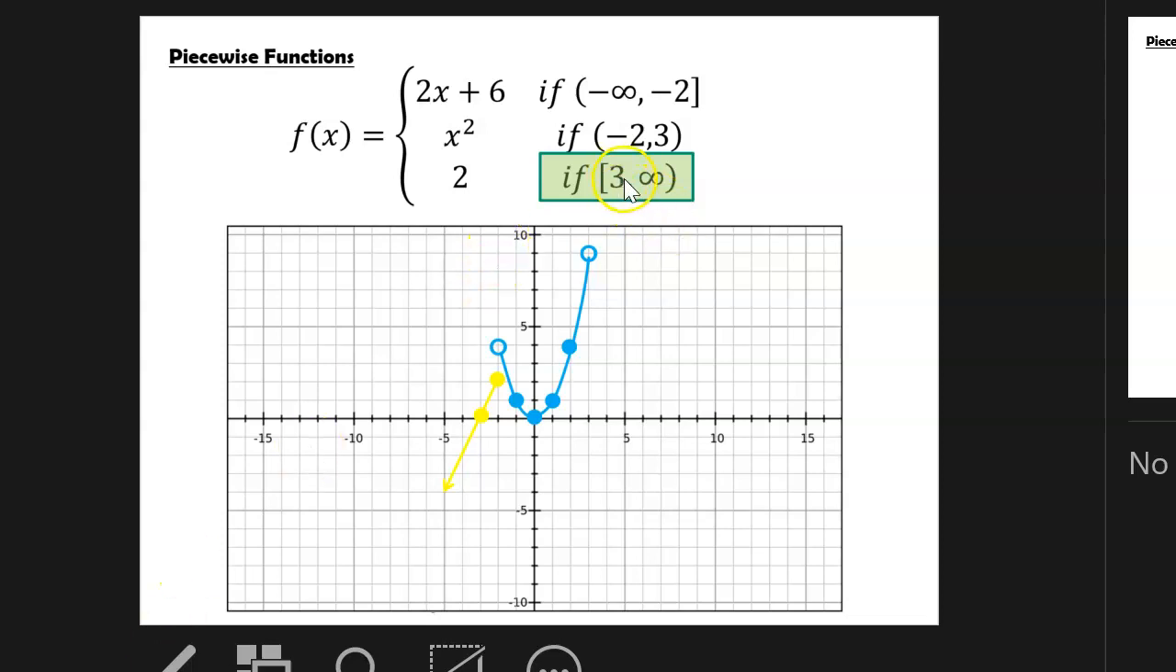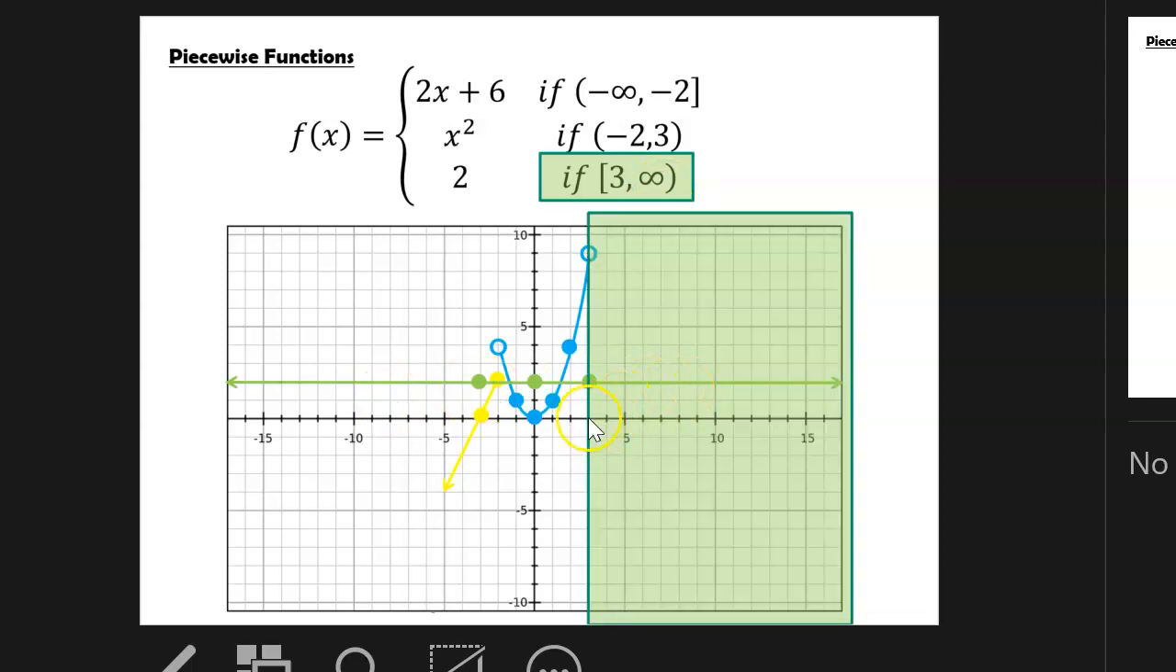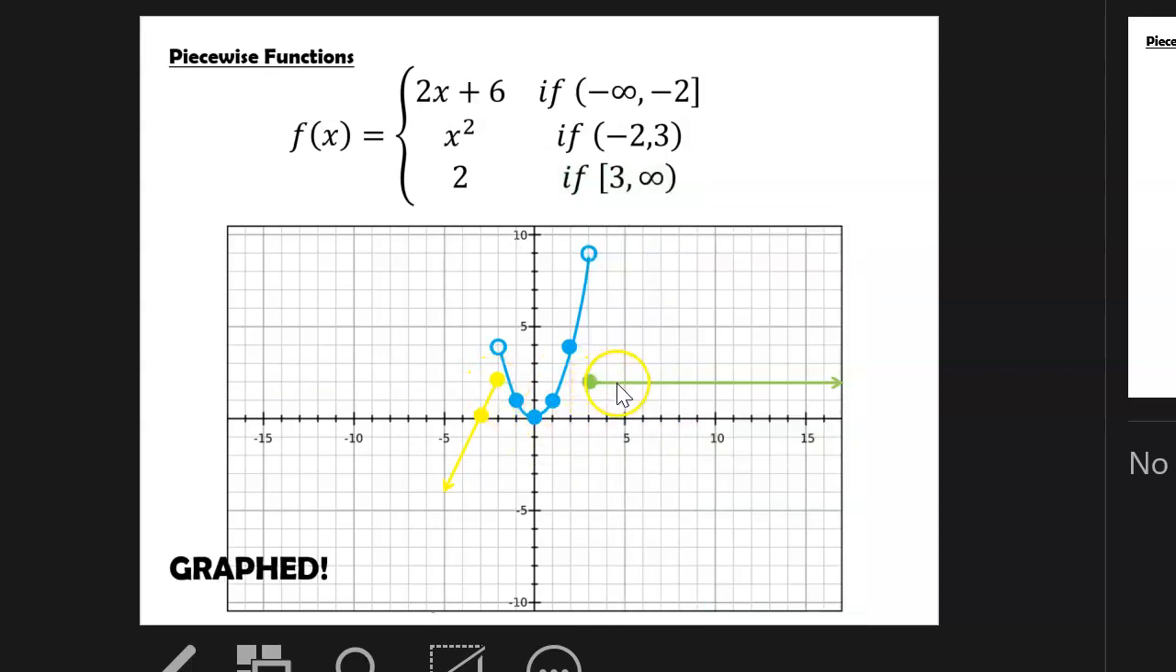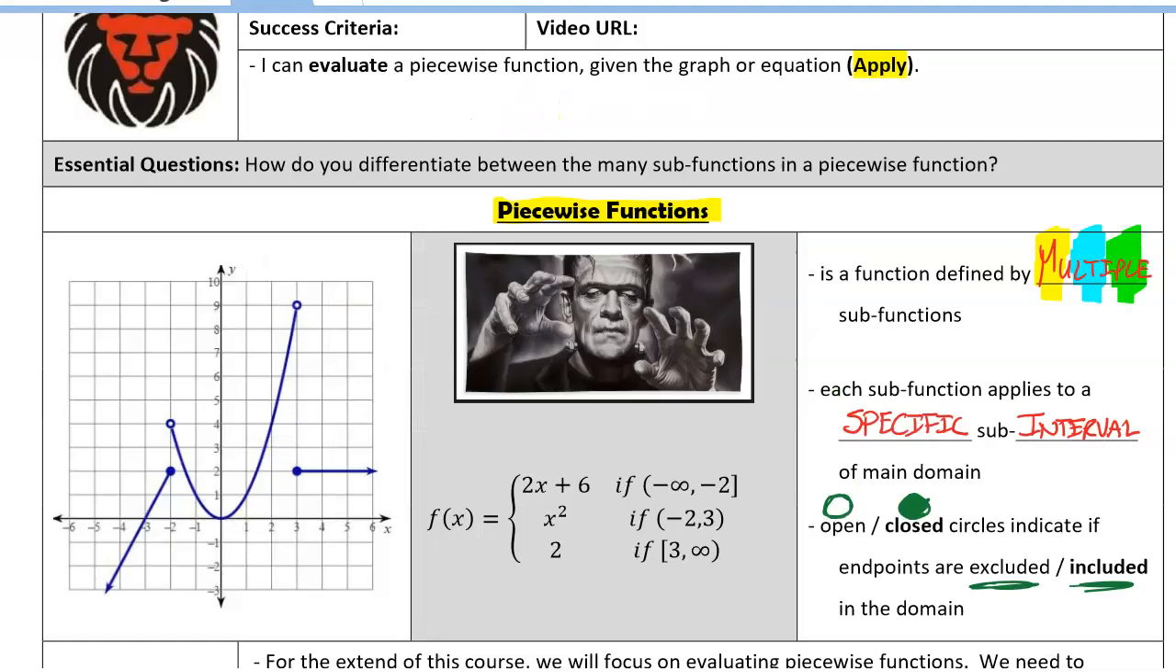All right, lastly, between 3 and infinity, we're going to graph the line y equals 2, but I only really care about it from 3 to positive infinity, so I'm going to throw out the remaining piece, and there we have it. We have our piecewise function graphed over the specific intervals of the domain. So that's how we got that graph.